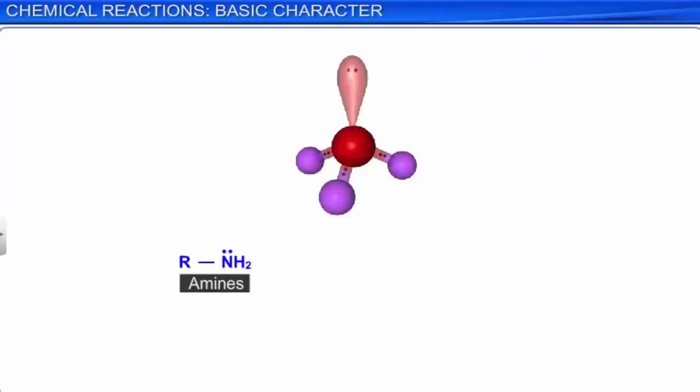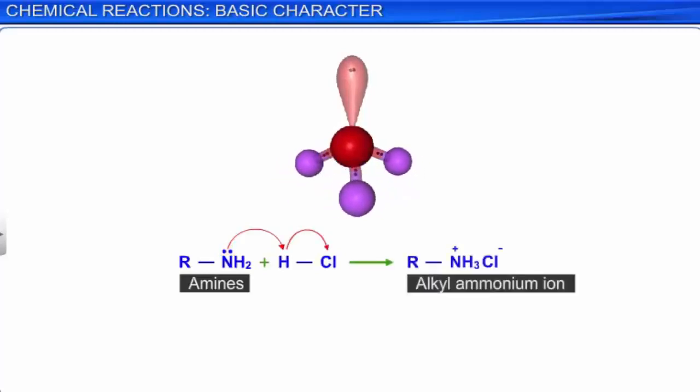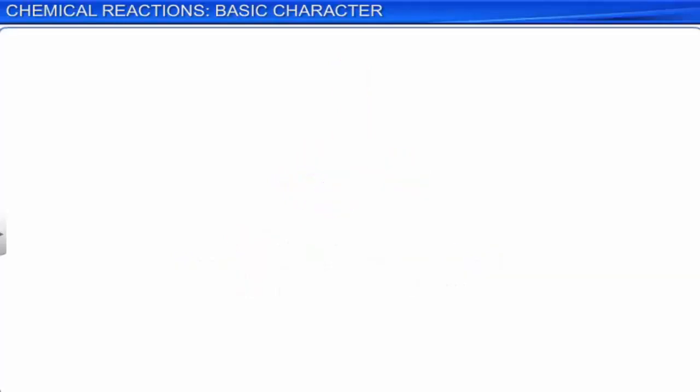Like ammonia, amines are also basic in nature. Their basic nature is due to the presence of a lone pair of electrons on the nitrogen atom. This lone pair of electrons is donated to the proton of an acid to form a new bond. Amines are weak bases as they combine with water to produce fewer hydroxyl ions per unit volume.